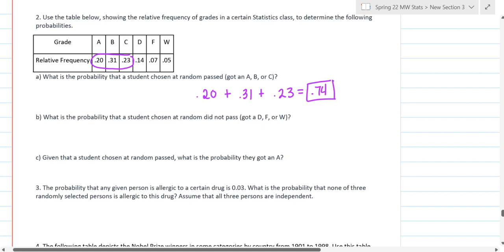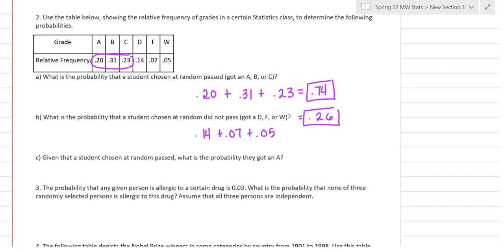What is the probability that a student chosen at random did not pass? That's the other one. So that would be 0.26. You could do 1 minus pass, so 1 minus 0.74, or you can add 0.14 plus 0.07 plus 0.05. Given that a student chosen at random passed, so now we're just looking at the people that passed, what is the probability that they got an A? So 0.74 passed, and 0.20 out of the 0.74 got an A. So you would divide those, which would be 0.27.